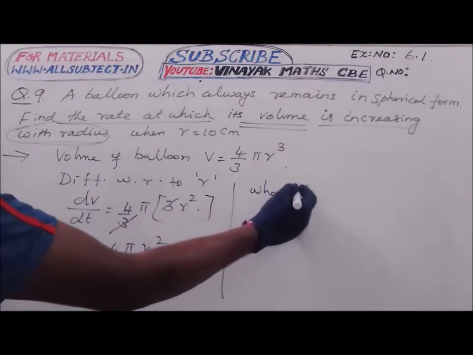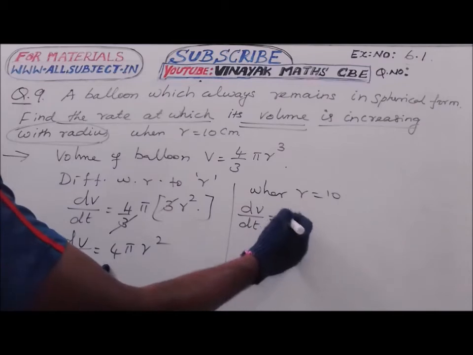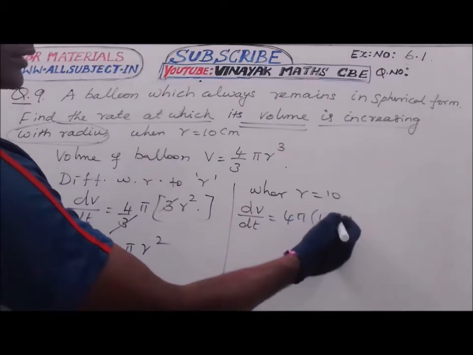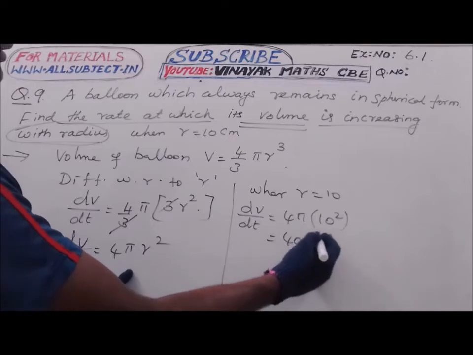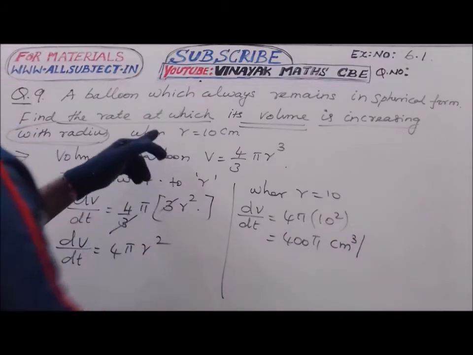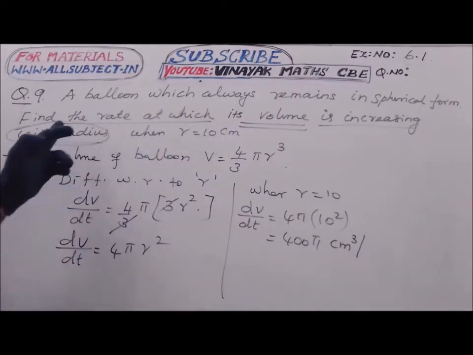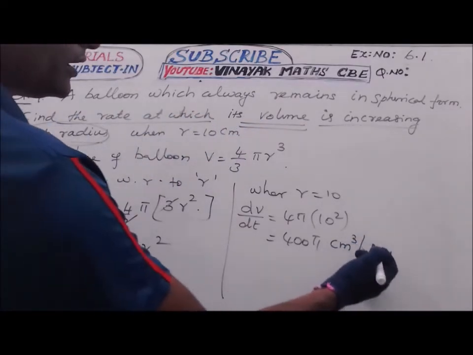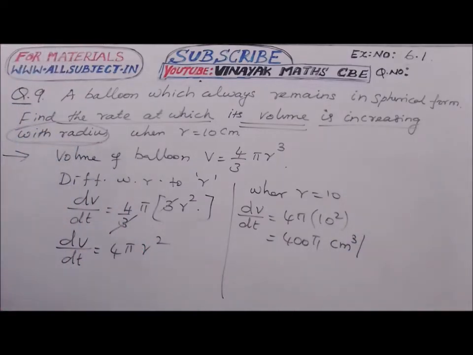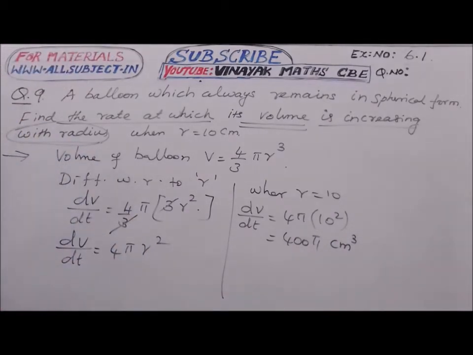When r equal to 10, dV by dt equal to 4 pi r square, 10 square, that is equal to 400 pi. The unit of volume is centimeter cube per second. Given the sphere is increasing in spherical form, the rate of volume is with radius, so centimeter cube per second.